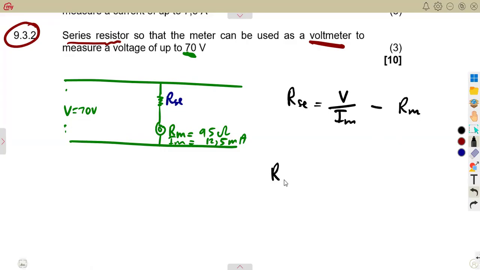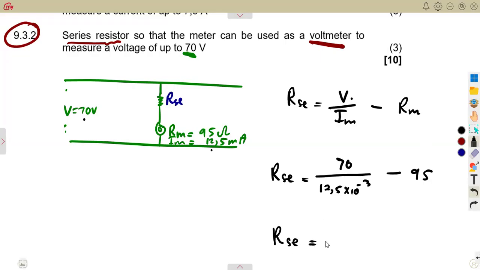And in this case, we do have everything. Voltage is there, the maximum voltage to be measured, the current across the meter, which is that full scale deflection of 12,5 milliamps. That's 12,5 times 10 to the exponent of negative 3, minus the resistance across the meter, which is 95. So that was going to give us the series resistance of 5,505 ohms. Like I said, in series, the resistance will be very big. So this is 5,505 kilo ohms, very big.